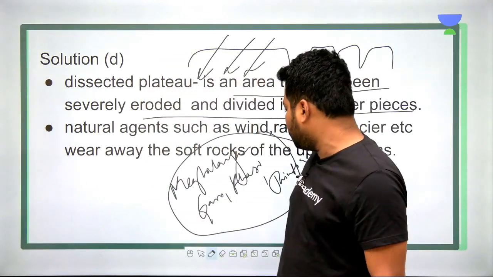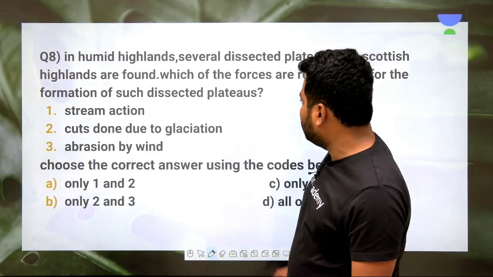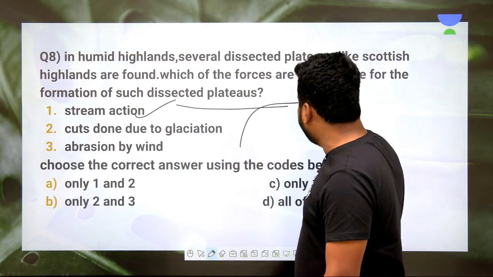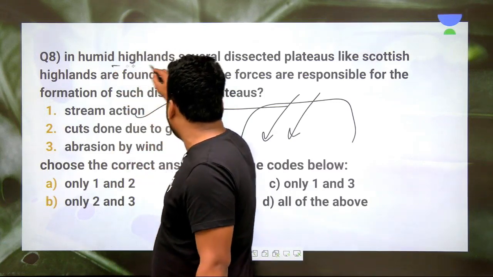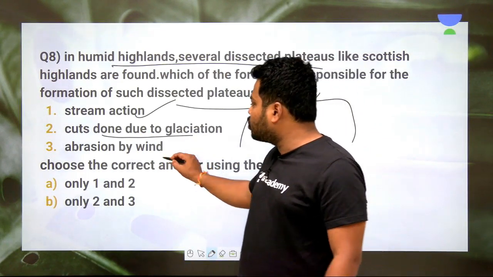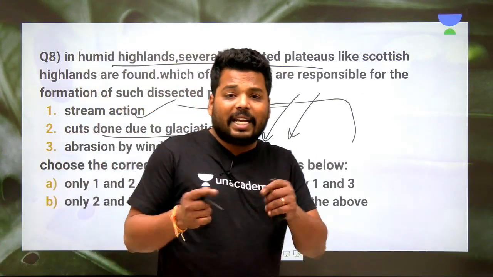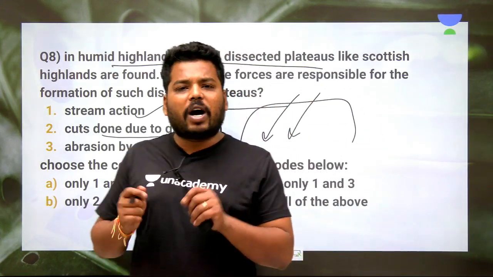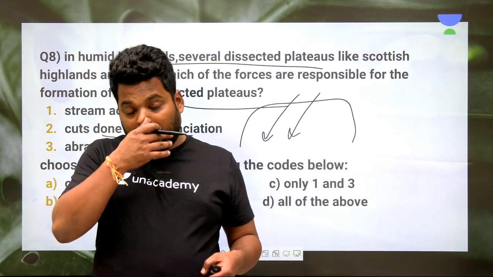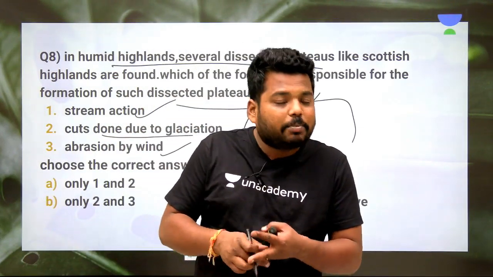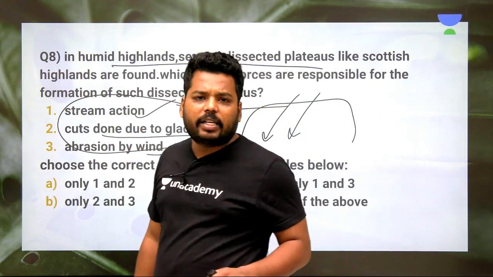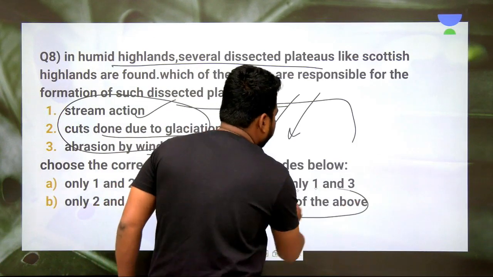In such a way he is asking the question: consider the following statements regarding the dissected plateaus, what is responsible for the formation of such dissected plateaus? As I have stated, stream action would be there. Whenever a plateau is cut, stream action would be there. And in the humid highland regions, obviously there would be cuts made by glaciers. Glaciers can also cut the plateaus. Along with that, wind is also one of the exogenic forces which will dissect the plateaus. Wind has the capability of eroding faster than water sometimes in desertified regions. In arid regions, when water is absent, it is the wind which takes the entire action, and hence all of these are the reasons which have created the dissected plateaus, and hence all of the above is the perfect option.